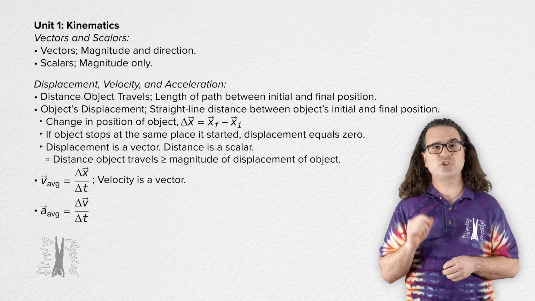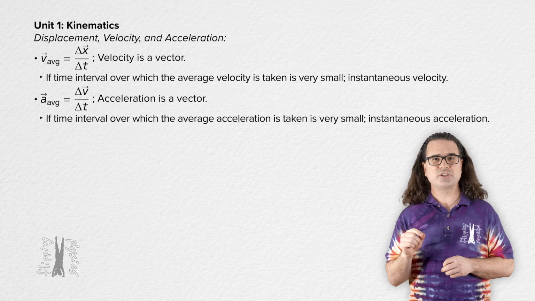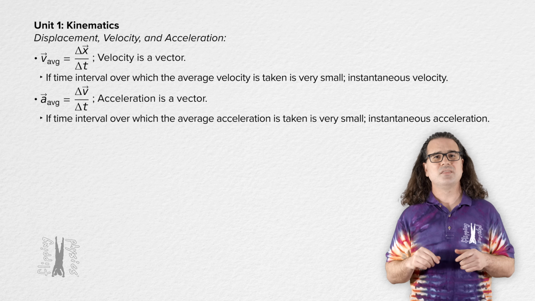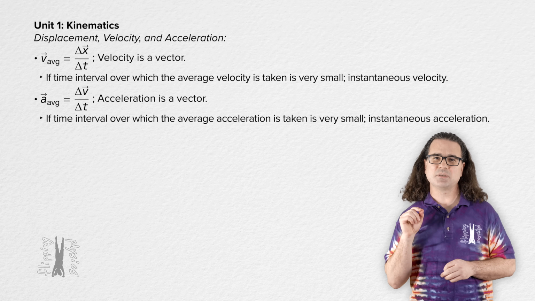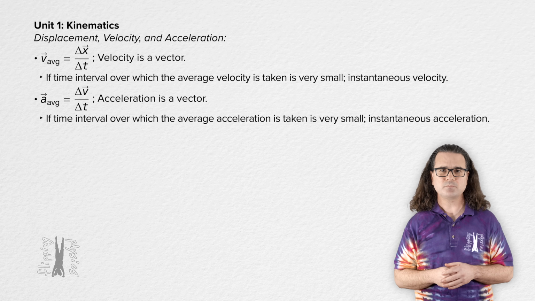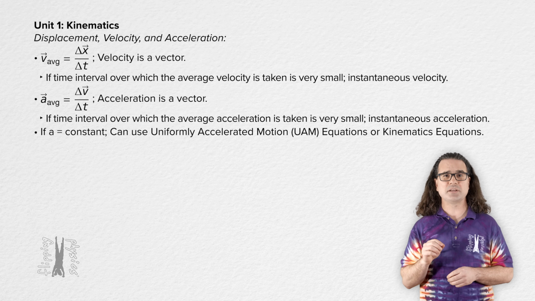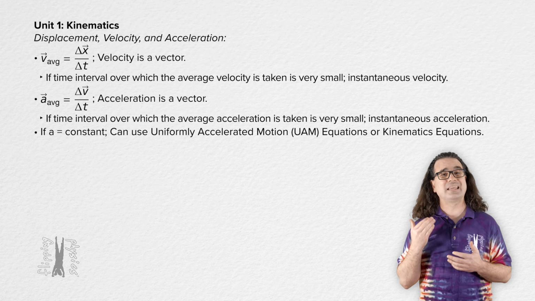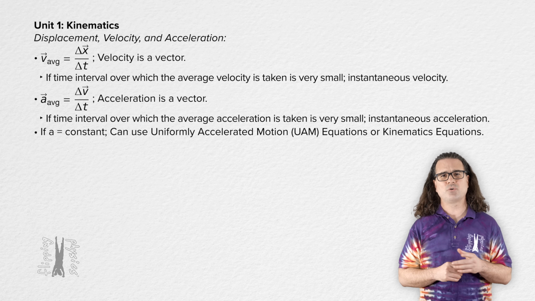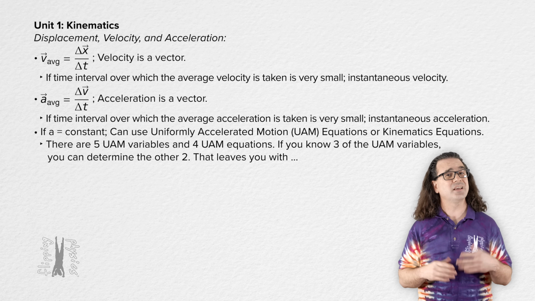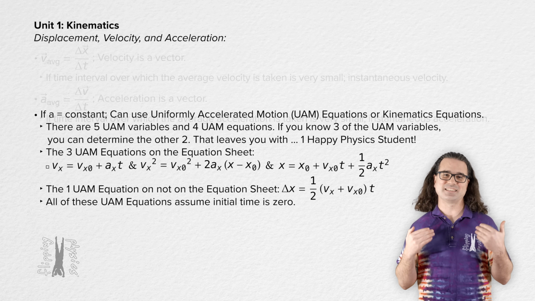Average acceleration equals change in velocity over change in time, and acceleration is a vector. If the time interval over which the velocity or acceleration is taken is very small, then the velocity or acceleration is considered to be instantaneous. In other words, what it would be at a specific time rather than over a time period. If the acceleration of an object is constant, then we can use the uniformly accelerated motion equations, or UAM equations. They are also called kinematics equations, to analyze the motion of the object. In the uniformly accelerated motion equations, there are 5 variables, 4 equations, and if you know 3 of the variables, you can find the other 2, which leaves you with one happy physics student.